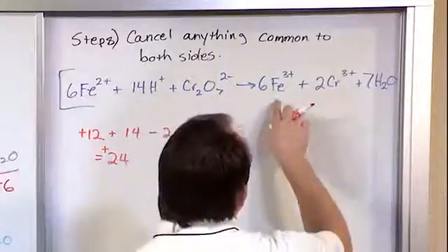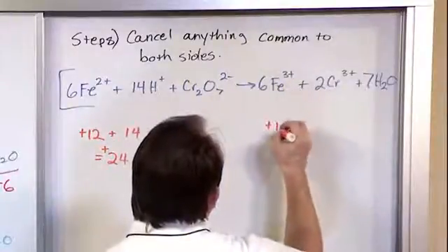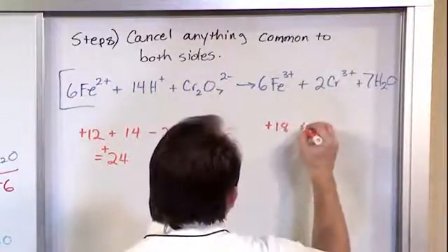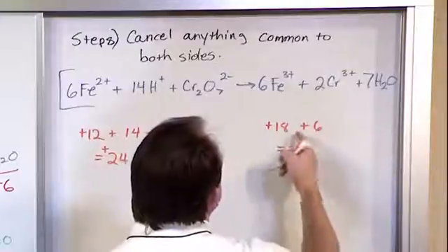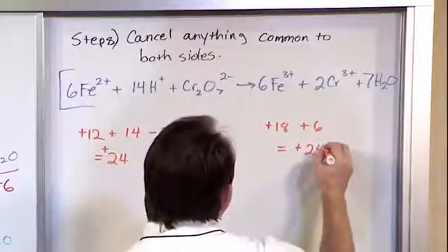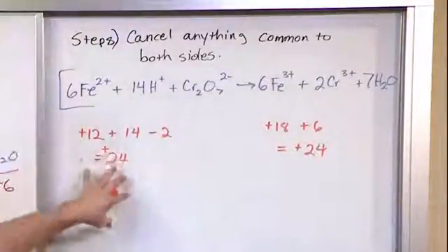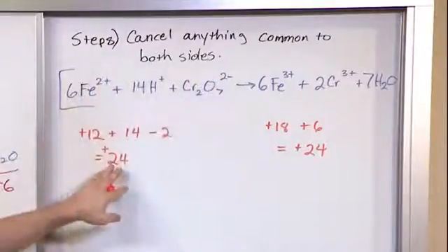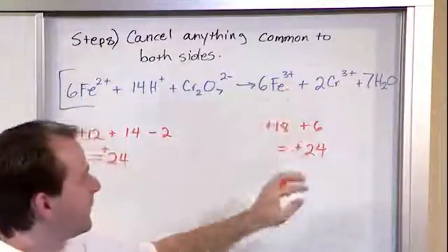Now let's go over here. 6 times 3 is 18. 2 times 3 is 6. And when you add these things together, you're going to get positive 24. So you have a number, as far as charge goes, of positive 24. Here you have positive 24.